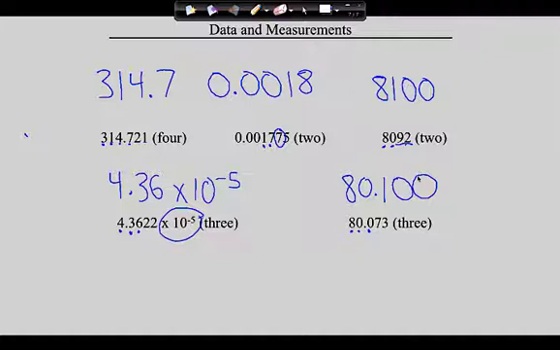Here, because notice where the decimal point is. Here's the decimal point, and if we add these zeros below the decimal, they're significant. Here, the decimal point is here, and those zeros are above the decimal, so they're not significant. Is that okay? Play with them. If you're not sure, I'd love to sit with you.